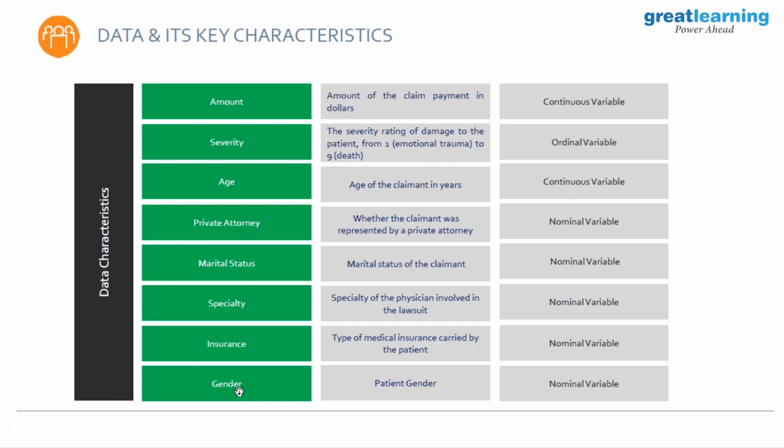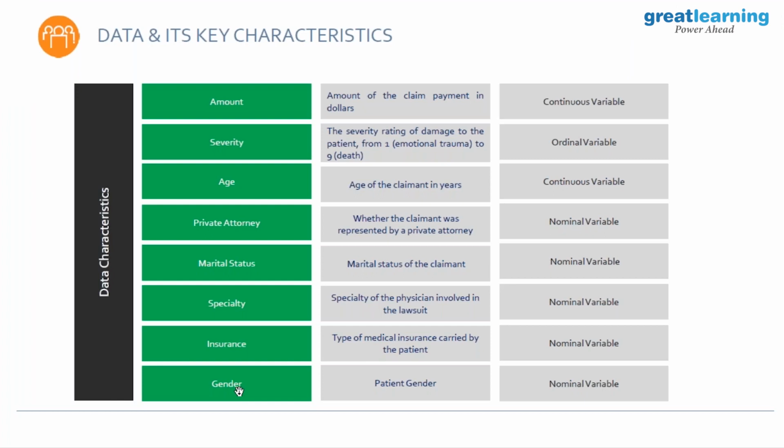So, a variable like amount, which is very basic: how much is the claim amount or the payment that has been made in dollars? What is the level of severity of the disease? We converted that into a scale from 1 to 9, which is a very ordinal kind of scale. One meant something lower on the medical ground, like an emotional trauma. And finally, on the highest side, death as the 9.